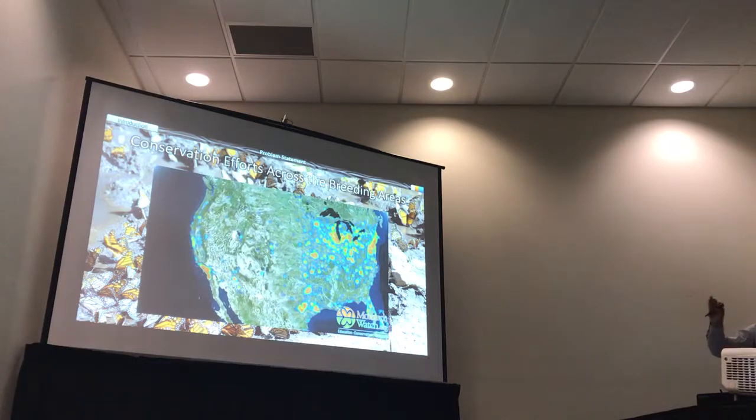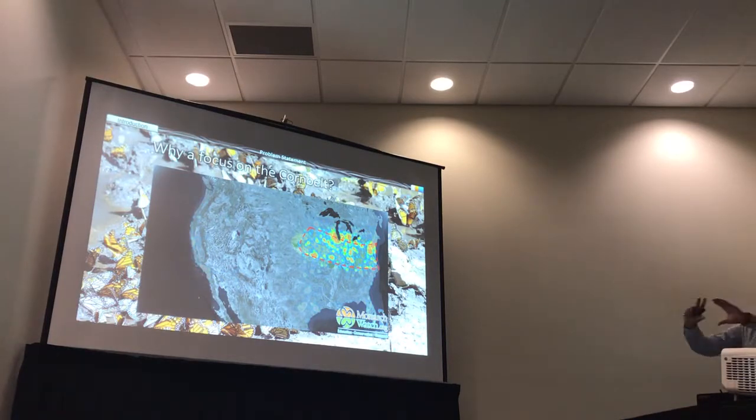These are the Monarch Waystation program, small areas that people give to provide monarch-friendly habitat. But as you can see, there is a strong concentration of those waystations in what is called the Corn Belt, the Midwest. And this is just the example of the Monarch Waystation program, but most of the efforts are actually focused on that area. So the question is why? Why are they doing that?